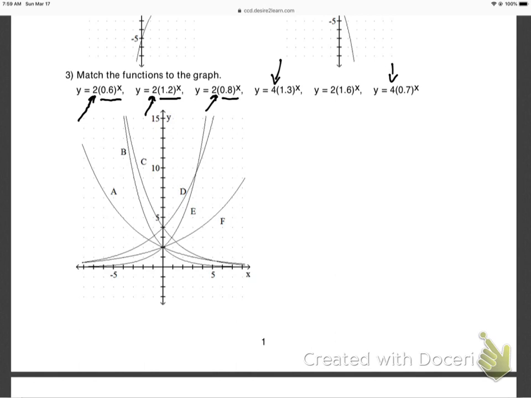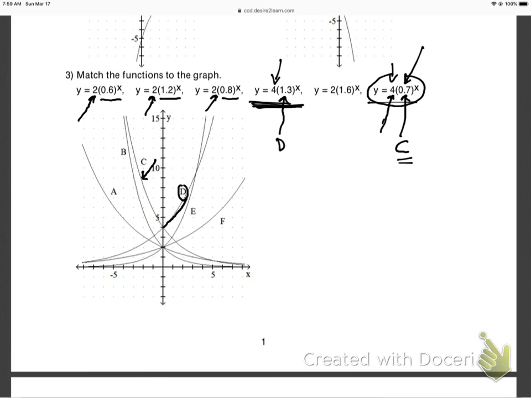Okay, so I think maybe I should tackle these first then. Now do remember, this is the one that has growth, this is the one that has decay. Again, this is decay because it's something less than 1, between 0 and 1. So this one, let's have a look, going through y-intercept of 4, must be C, this one here, that one right there. So this is C, okay? Therefore, this one, again going through 4, looks like it's D. Okay, that one is D.